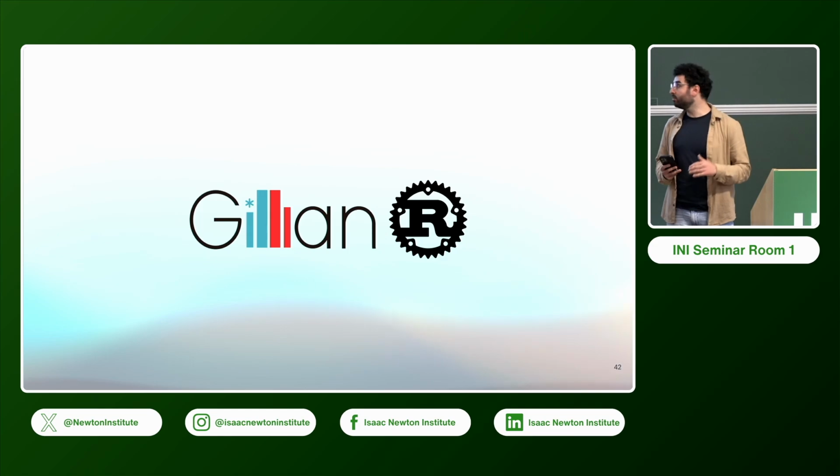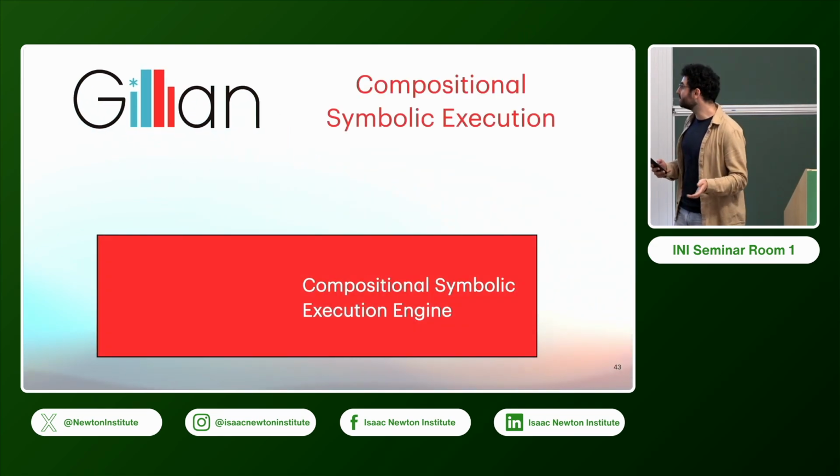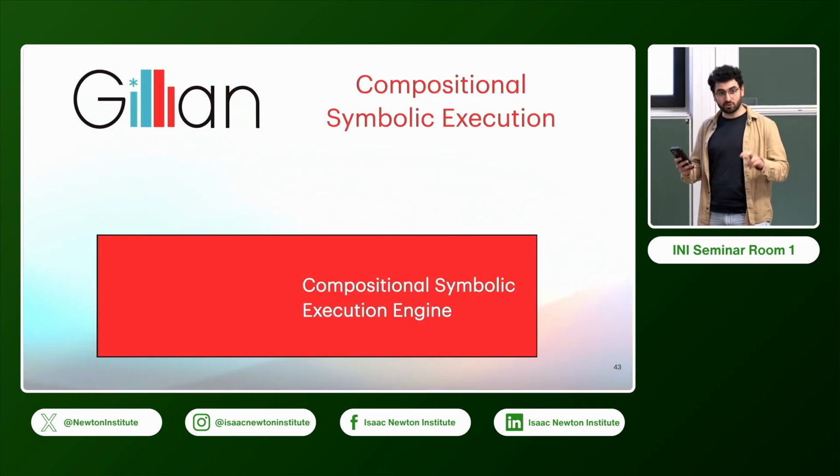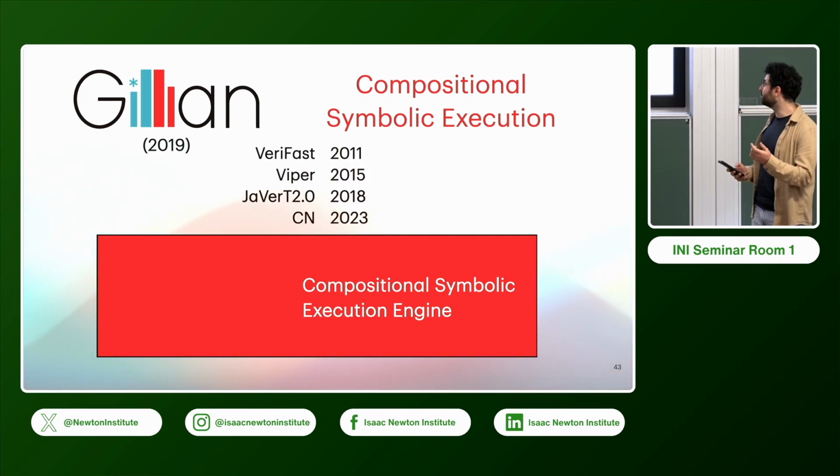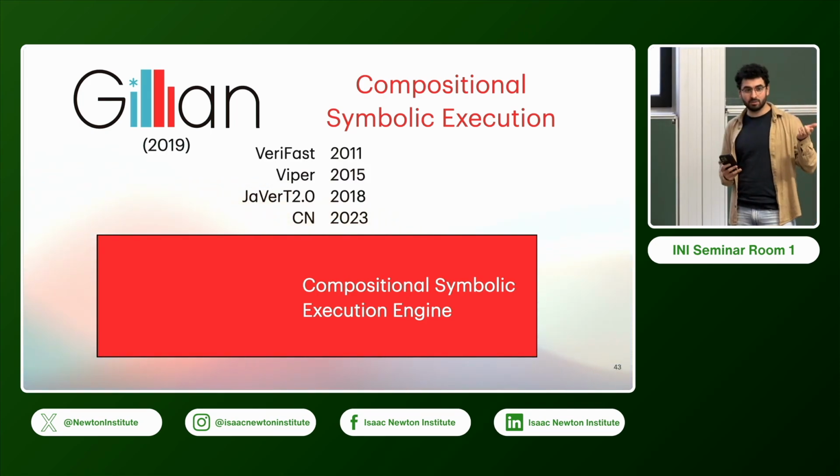I'm going to talk quickly about what Gillian is for the context that it helps. It's a compositional symbolic execution tool in the line of VeriFast, Viper, Prusti 2.0, and the latest one is CN.